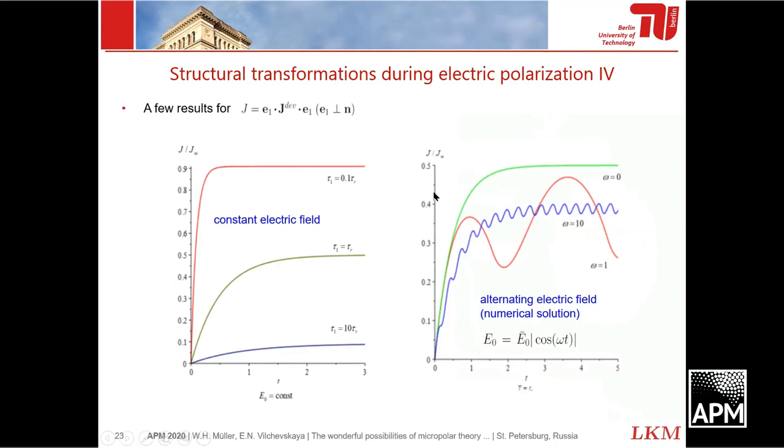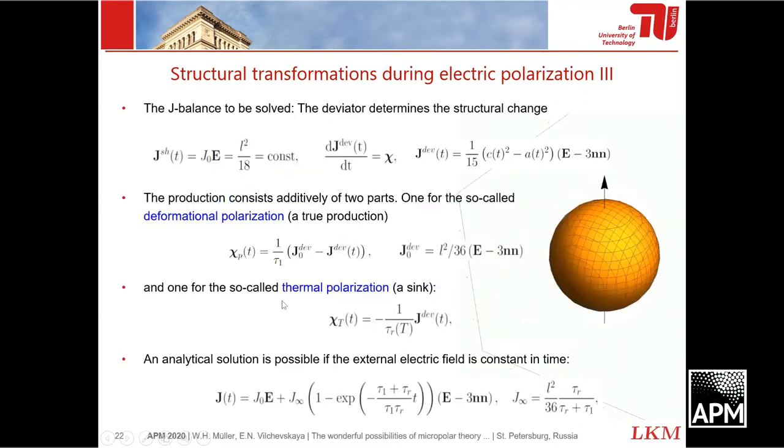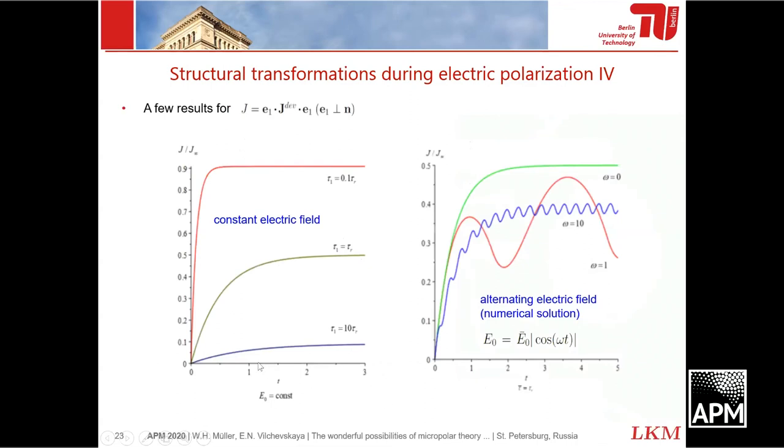Here is just another outlook. This is how in time, the orientation is going to develop for different choices of these relaxation parameters. We have one for the electric field, we have one for the thermal, and they are competing with each other. So depending on which one is bigger, we get this type of development, or that type of development. And if we choose an alternating field, things become even more complicated. But anyway, this was just to illustrate that the equations are here, and now we have a new way of describing polarization by means of micropolar media theory.